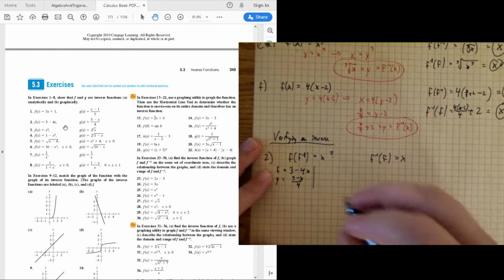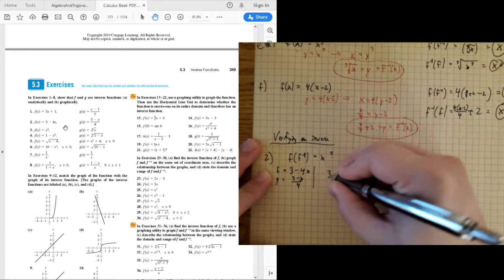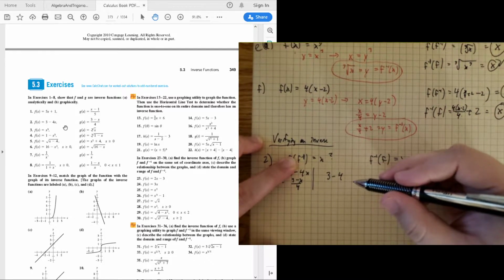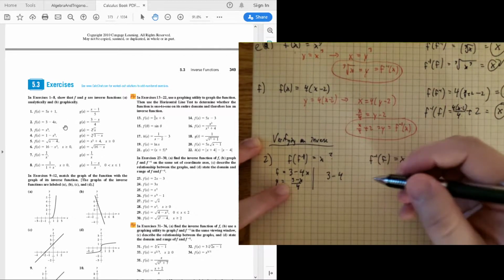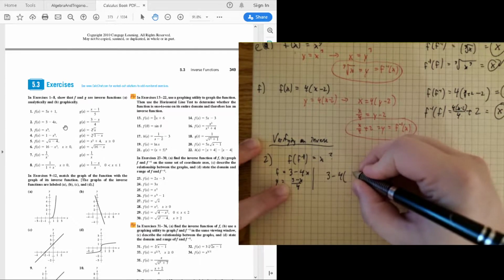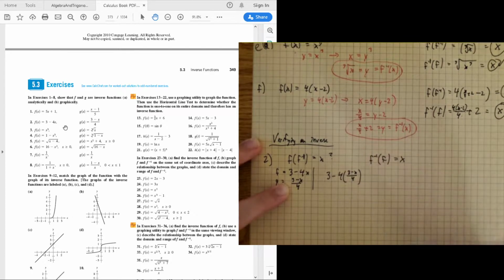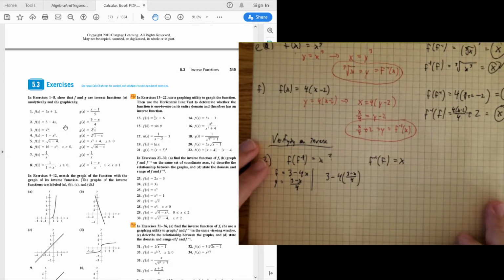Okay, so let's test it. So we take the original function f, 3 minus 4x. Whenever there's an x, we're going to plug in what we think is the inverse. And we think that g is the inverse. So everywhere there used to be an x, we're going to replace with 3 minus x over 4. And then we're going to see, does this simplify to one solution?